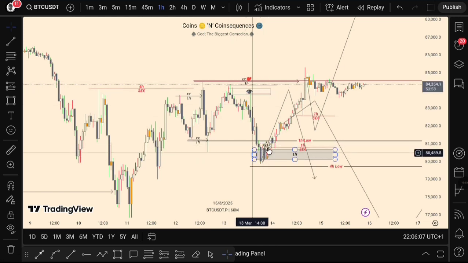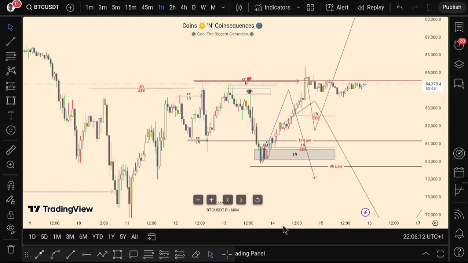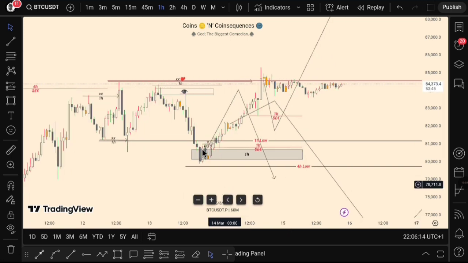A 15-minute structure. I don't want to go down so much. This is just to explain. So if you check this 15 minutes, if you go down to the 15-minute structure, you're going to see a 15-minute structure being formed already. So which means we kind of have a 15 break of structure to the upside.